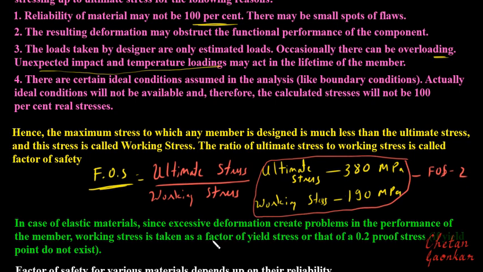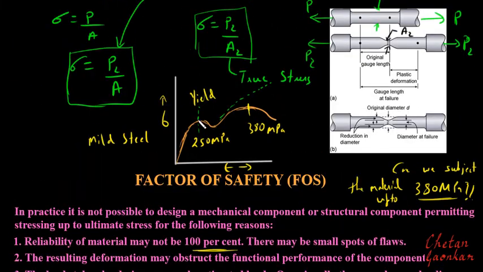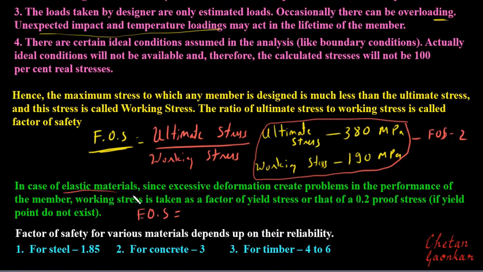So in that case, for an elastic material, the factor of safety can be given as follows. We won't be subjecting it up to ultimate stress, right? In order to retain its elastic behavior, we will be subjecting it only up to yield stress. So the theoretical yield stress value divided by working stress will be the factor of safety for the elastic material.